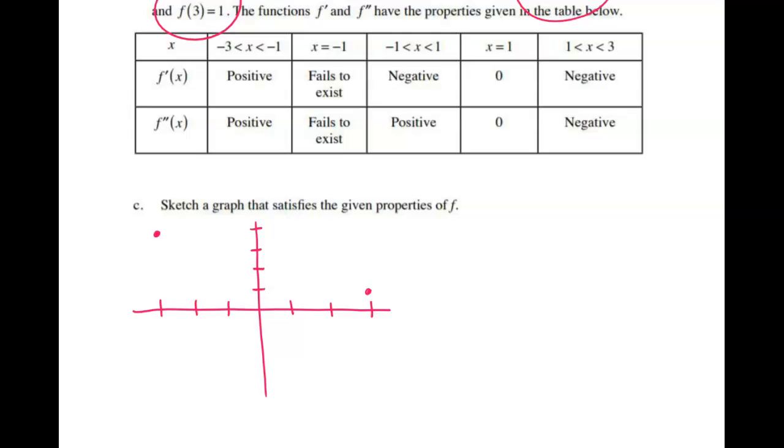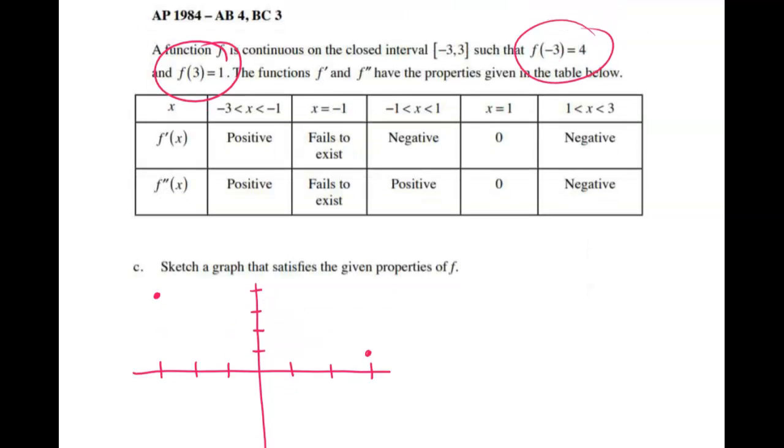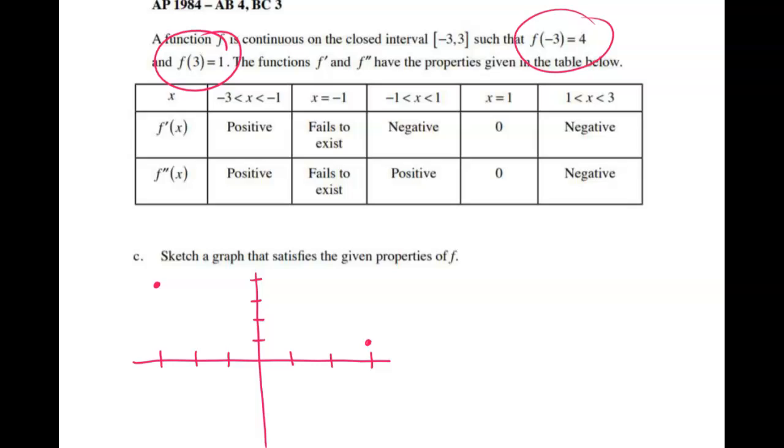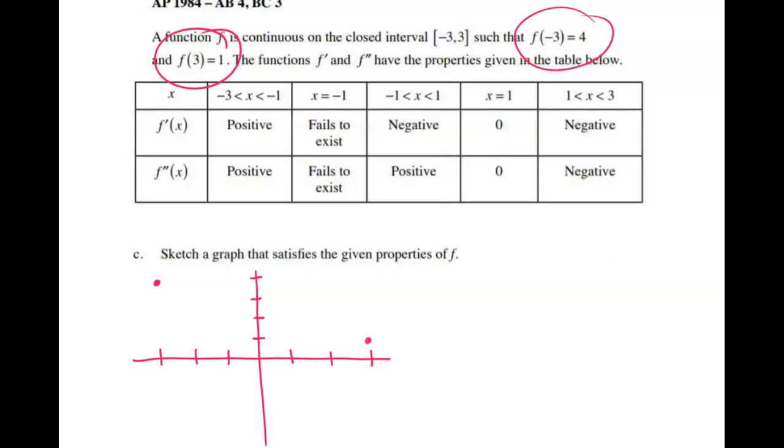It looks like we're going to be increasing because f prime is positive to -1. So we'll increase to -1. The derivative doesn't exist at x equals -1, so let's make it kind of a cusp right there, or a corner, I guess. And then it will be decreasing all the way until that endpoint. Lovely.